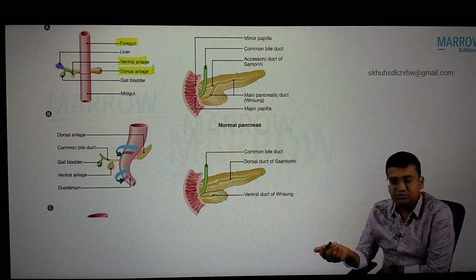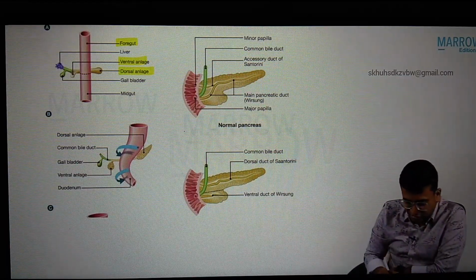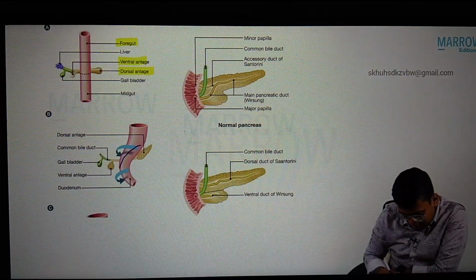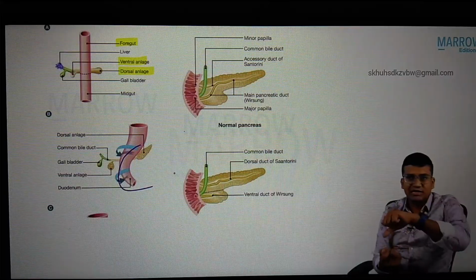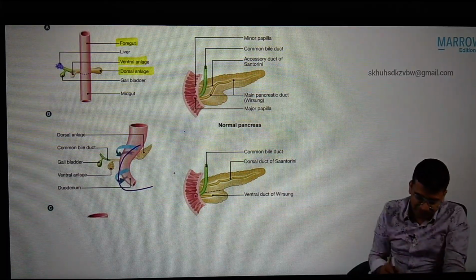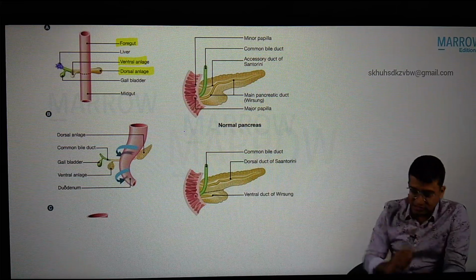Okay. Now, I told you, due to rotation of stomach in the clockwise direction, see the duodenum. The duodenum is coming to right side and it becomes C shape. So, duodenum is rotating along with the stomach and it comes to right side and becomes C shape. Okay. Now, because of that, the ventral bud rotates and lies below the dorsal bud.